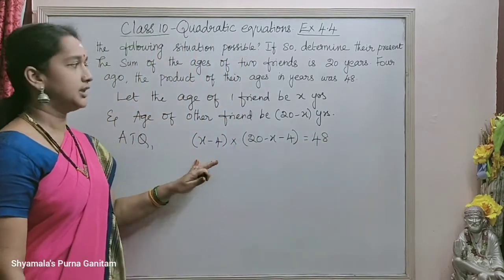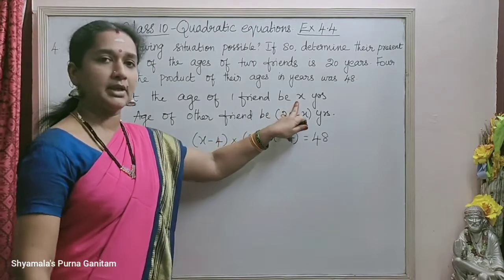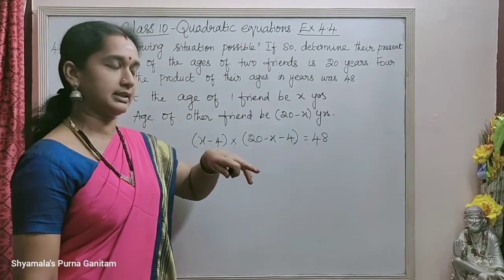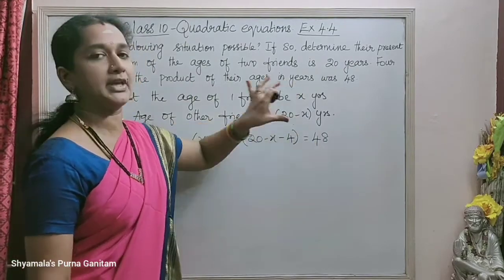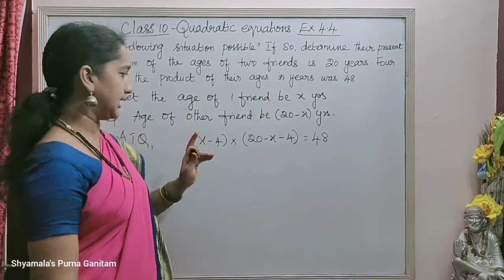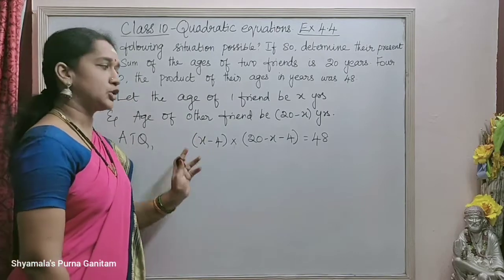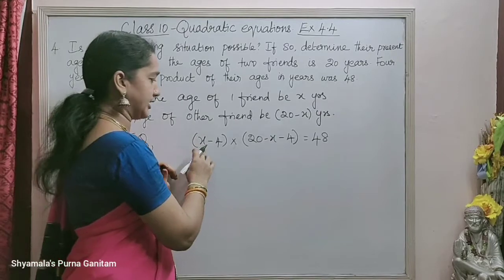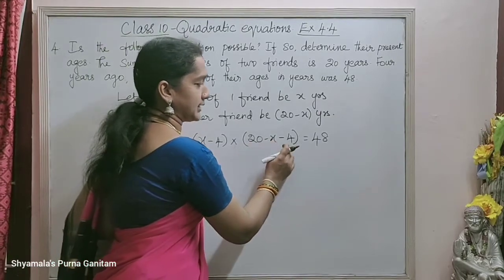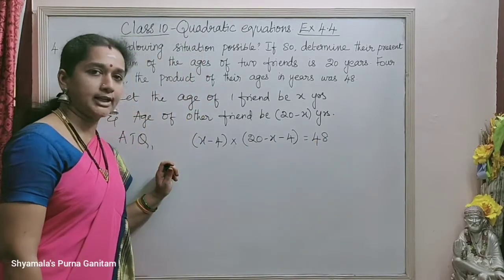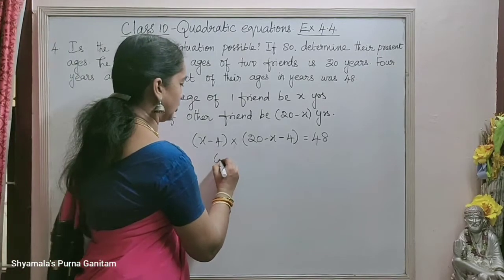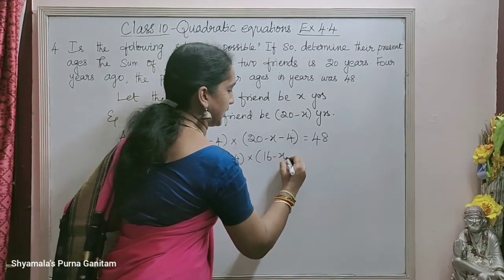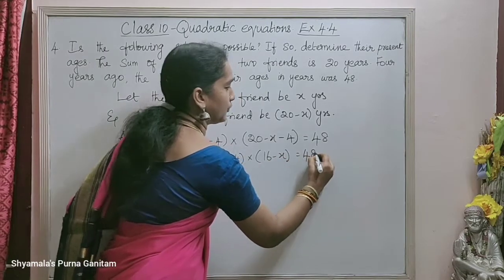This is the question. So, x years is age of one friend. 20 minus x is the age of other friend. Why? Because the sum of their ages is given as 20 years. So, 4 years ago, for both of them, 4 years will be less. So, x minus 4 and 20 minus x minus 4. So, the product is given as 48. So, one is x minus 4. The other one is 16 minus x. That is equal to 48.